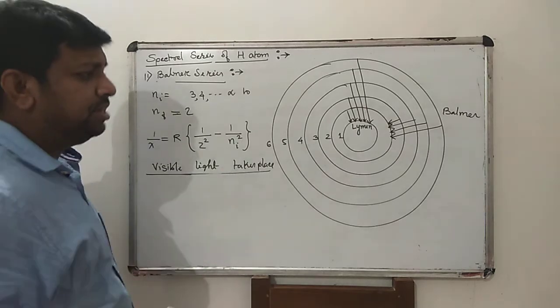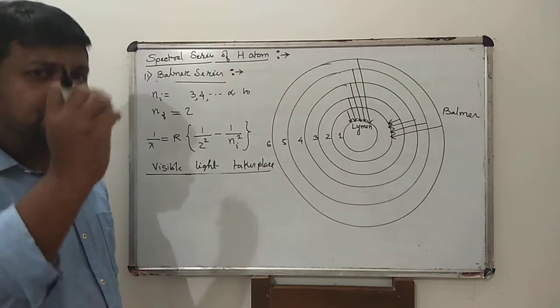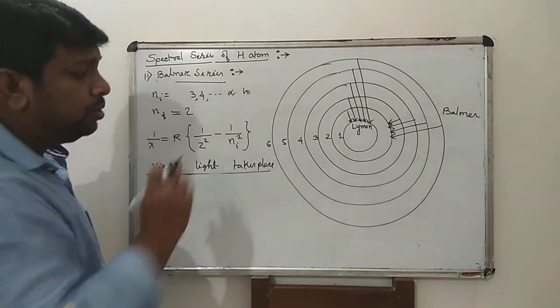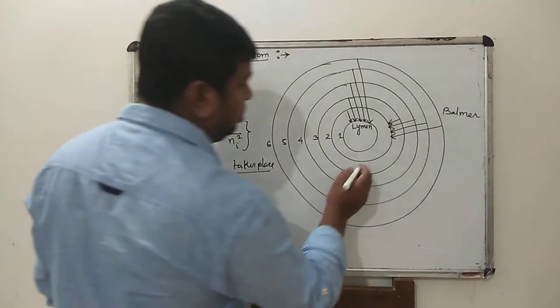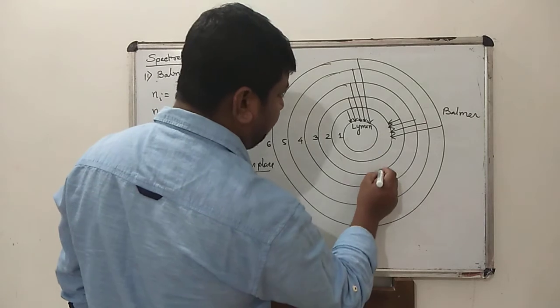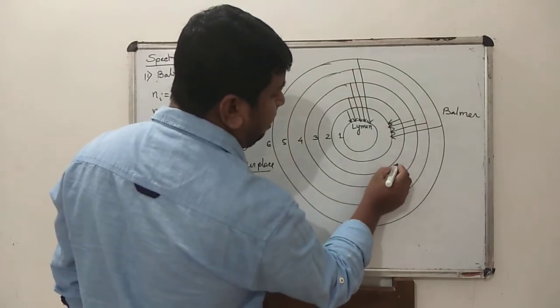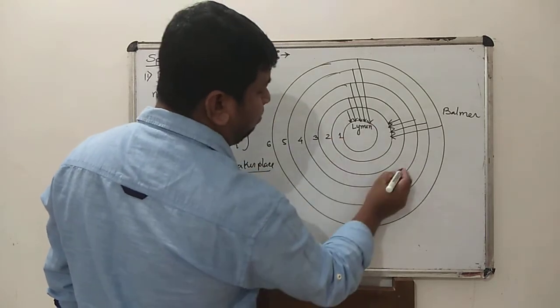Okay, so next one is the Paschen series. In the Paschen series, the ground state becomes 3. That means transitions occur from higher energy levels 4, 5, 6 up to infinity to level 3. Okay, so this is 1, 2, 3. Next is 3. Transitions occur from higher energy level to 3. That means the first transition starts from 4. This is the 4th state, 4 to 3.